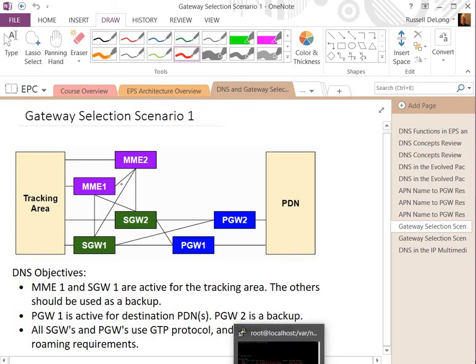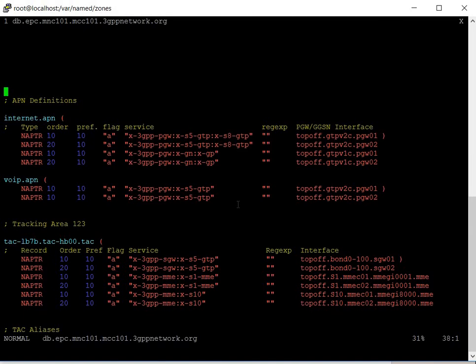So to do that, we are going to define the MMEs and the S gateways under a tracking area, and we're going to define the P gateways as mapping, well, to a PDN, but really to the APN reference for that PDN. The 2 main types of records at a minimum that we're going to need are those 2. So first, let's go to tracking area.